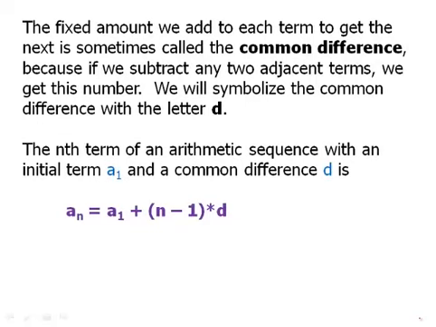The nth term of an arithmetic sequence with an initial term a sub 1 and a common difference d is a sub n equals a sub 1 plus n minus 1 times d. That is a very powerful formula. Please do not simply memorize it. Please understand the argument that led to this formula so that you understand it more deeply. But we'll be using this formula quite a bit.